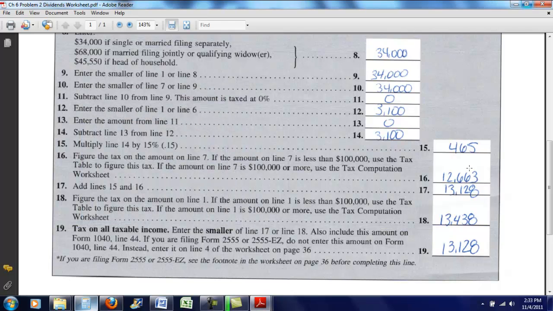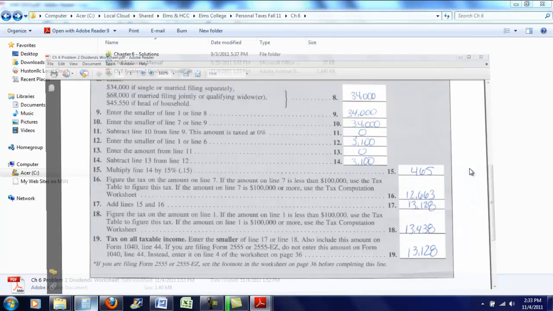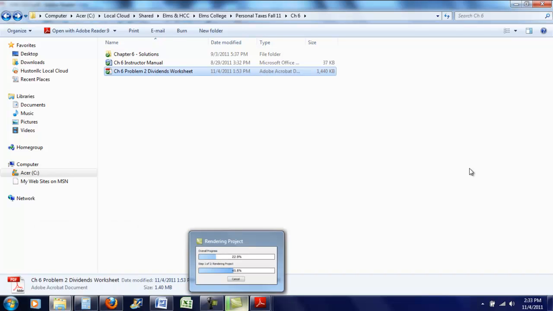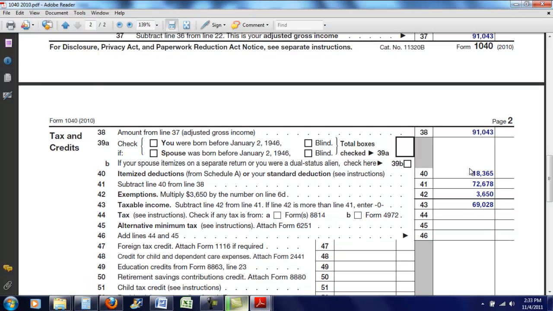So I'm going to take this 13,128 and enter it on line 44. So 13,128. She has no AMT. We're going to have 13,128.